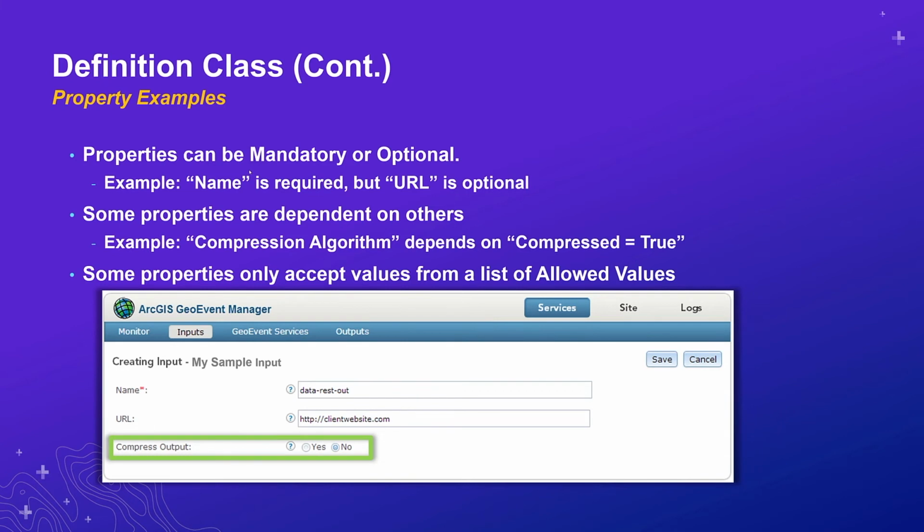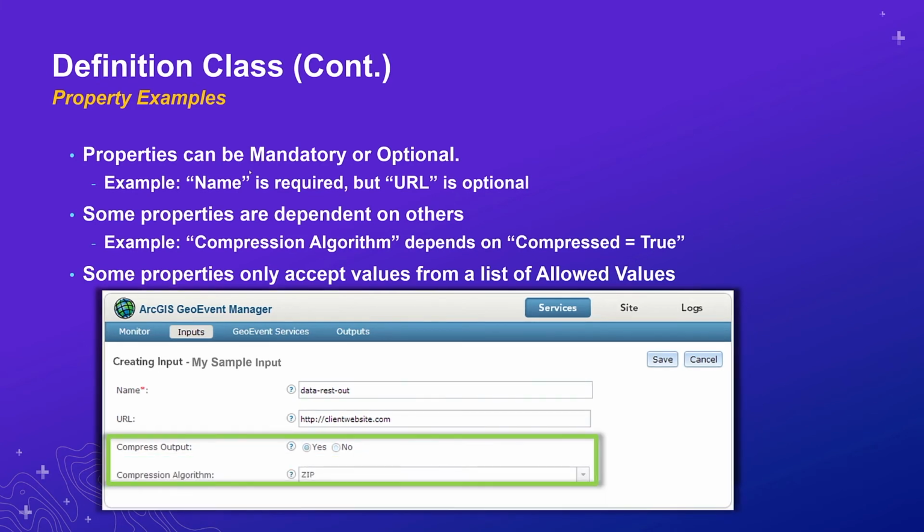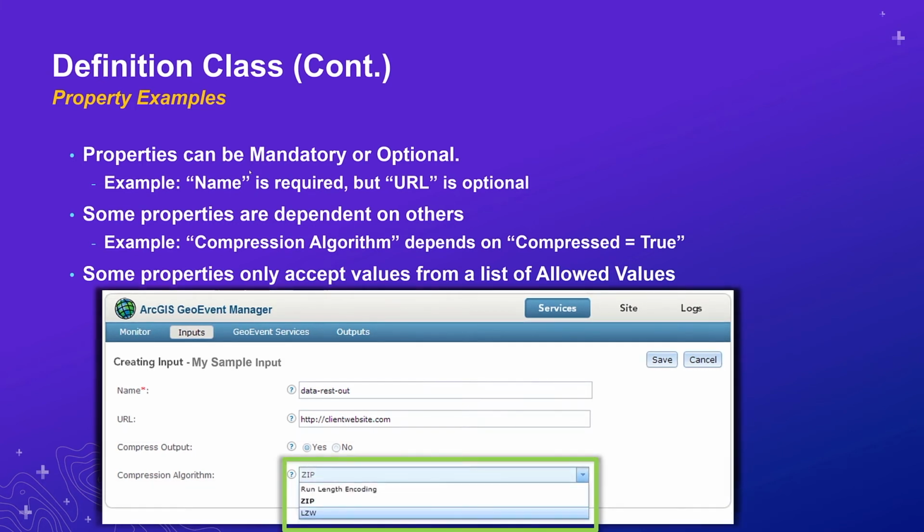Properties can be dependent upon other properties as well. So for example, from the previous one we saw the compression algorithm. If the user does not want to compress the output, then there's no reason to show the compression algorithms. But if we change that to yes, then we definitely want to show the compression algorithm and give them the option to choose. So the predefined values will then show up in that list as we saw in the previous definition.